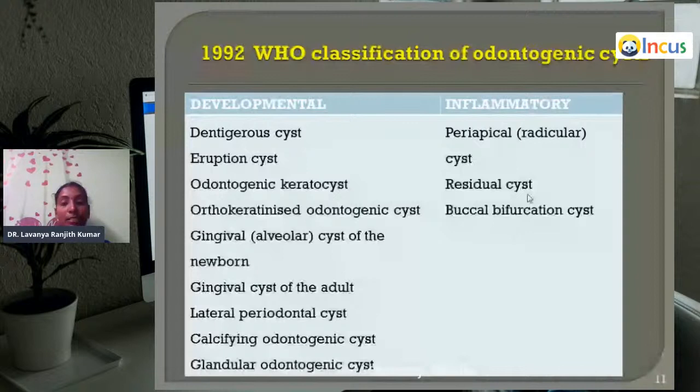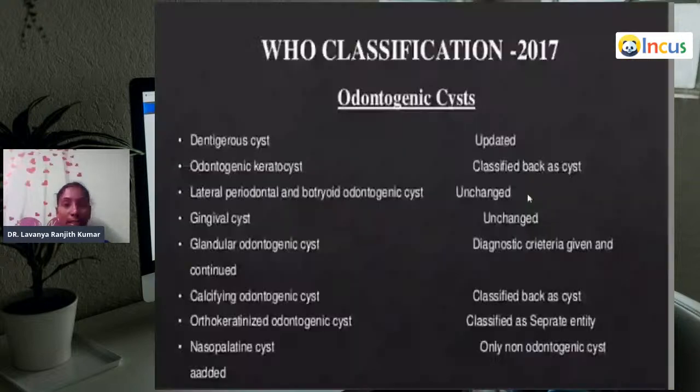So in the WHO classification of 2017, they classified the odontogenic cysts as dentigerous cyst, odontogenic keratocyst, lateral periodontal cyst, botryoid odontogenic cyst, gingival cyst, glandular odontogenic cyst, calcifying odontogenic cyst, orthokeratinized odontogenic cyst, and nasopalatine duct cyst. In this, dentigerous cyst is updated.